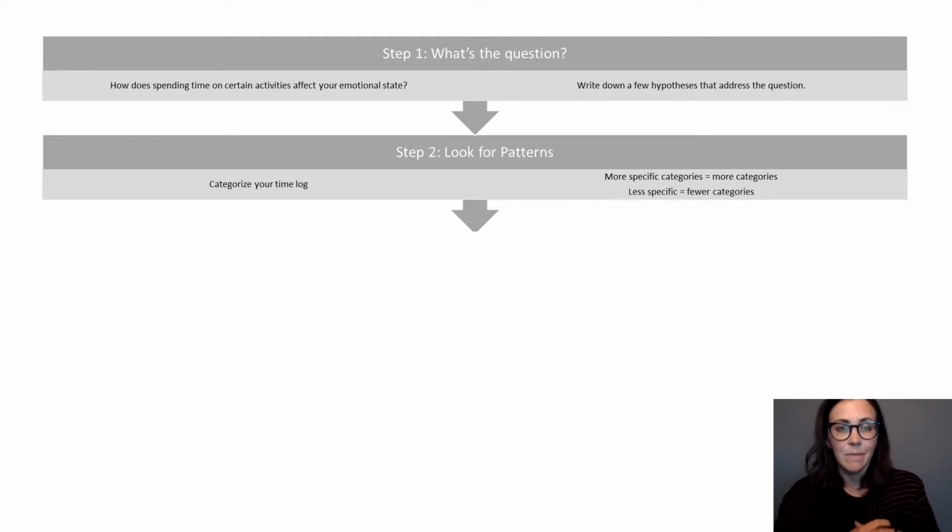And too many categories might make it hard to see patterns, but too few categories might make you miss important phenomena. So you might even try multiple coding schemes for how you categorize.